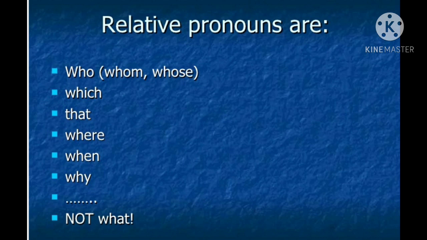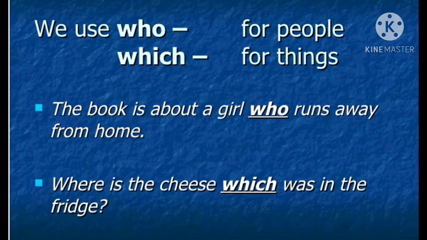Okay. Now, let's know how these words can be used. First of all, we can see who and which. So, we use who for people and which for things. Example, we can see. The book is about a girl who runs away from school. Next example. Where is the cheese which was in the fridge? In the 2 examples, if we observe, the book is about a girl who runs away from home. In the next example, where is the cheese which was in the fridge?